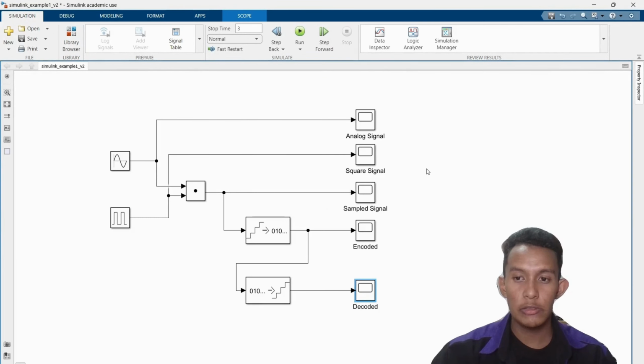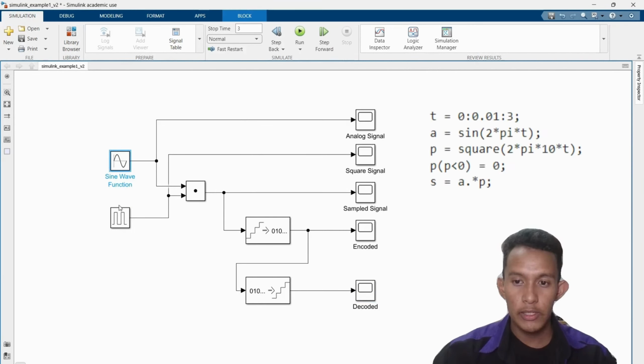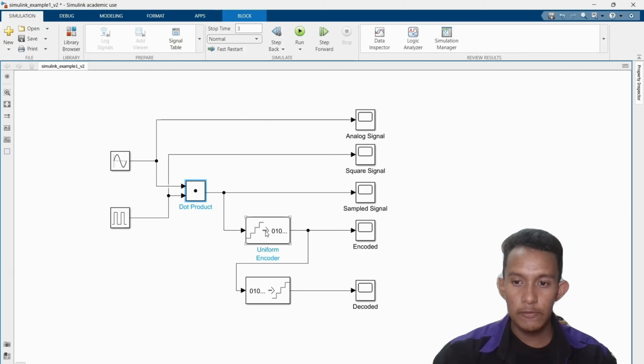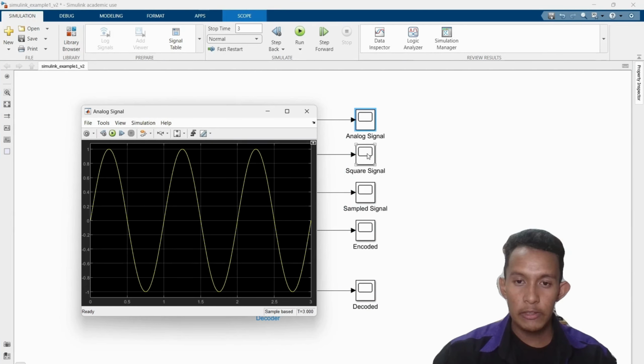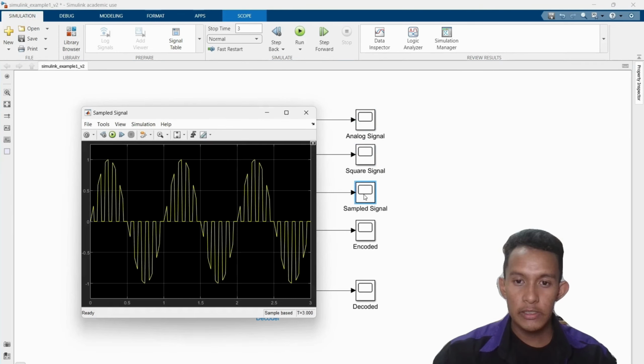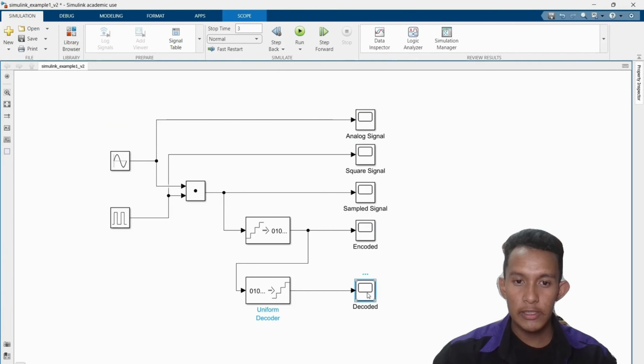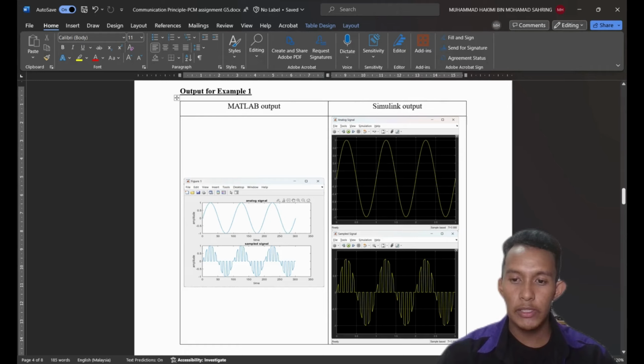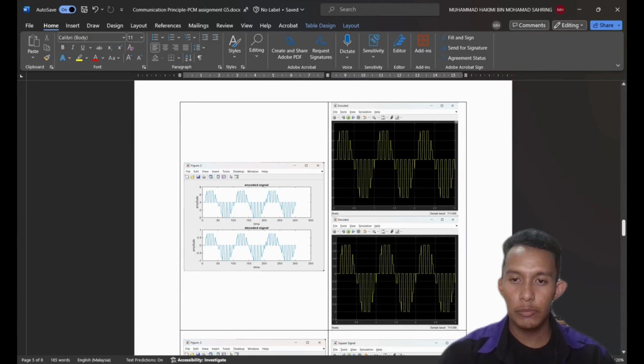Then, we use Simulink to replicate the code to produce the same output. We use sine wave function block and pulse generator block to generate the input signal. We use dot product block to generate the sample signal. Then we use uniform encoder and decoder block. Lastly, we use scope to plot the waveform. So this is our output for the analog signal, square wave, sample signal, encoded and decoded. If we compare with the MATLAB output, it generates a similar output.